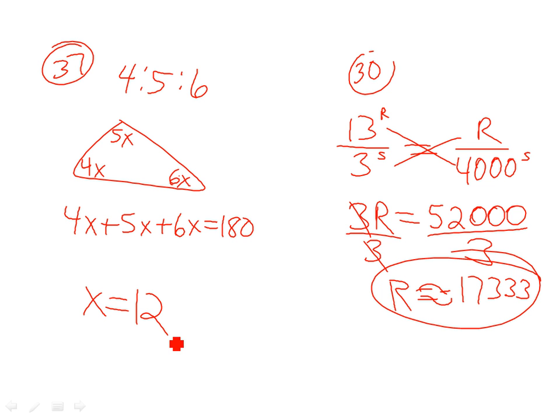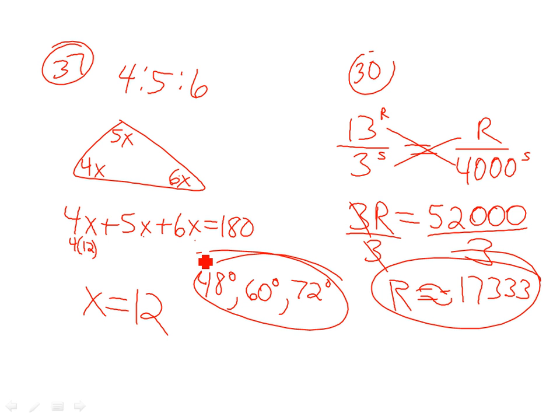Dom said we had 12 over here on this one. Is that our answer? No, you have to plug it into the x's. You plug in 12 right here. What's 4 times 12? 48, so one of the angles is 48 degrees. Plug in 12 right there. 5 times 12 is 60 degrees. Plug in 12 right there. 72 degrees.